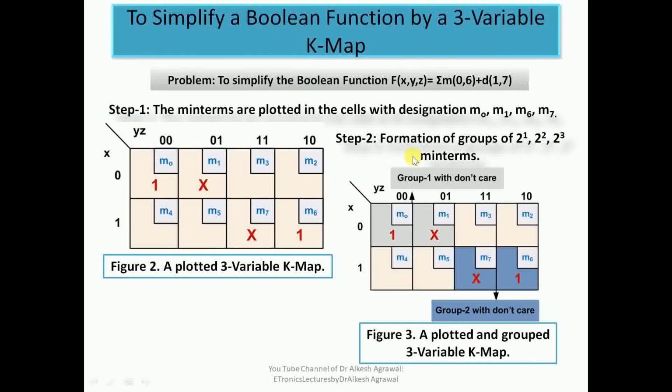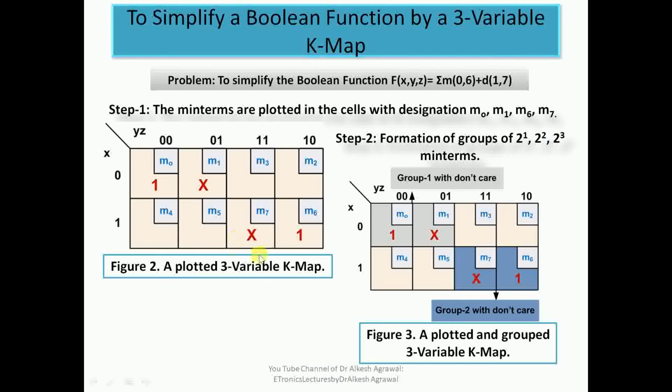Now we take a very simple example with don't care conditions. So we have a three variable Boolean function f of x, y, z, which is a function of min terms 0, 6 with don't care conditions 1 and 7. So first of all, let us understand what these don't care conditions are. These don't care conditions are plotted as a cross. As you can see, we have min term 0 and min term 6 plotted as 1, and don't care conditions are plotted at m1 and m7 as a cross.